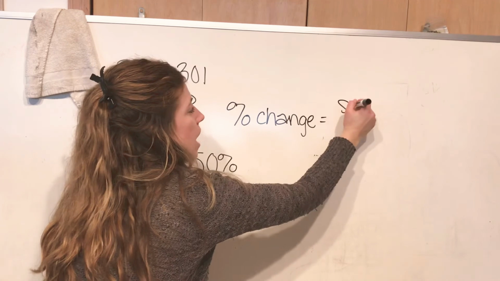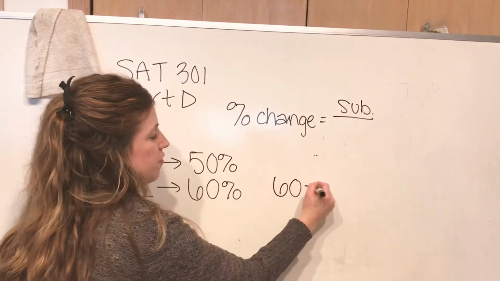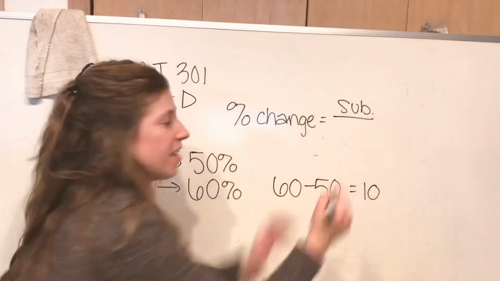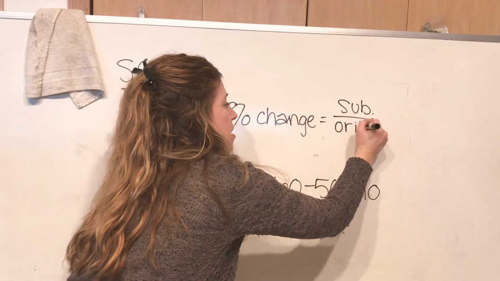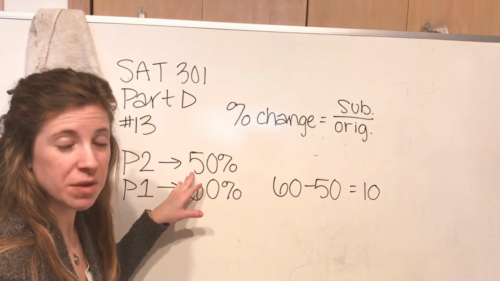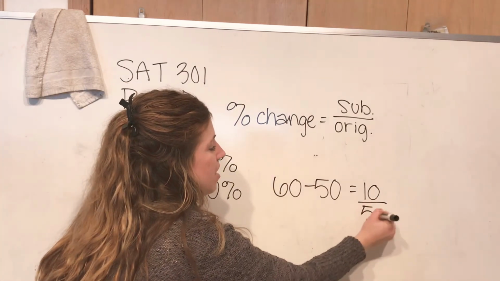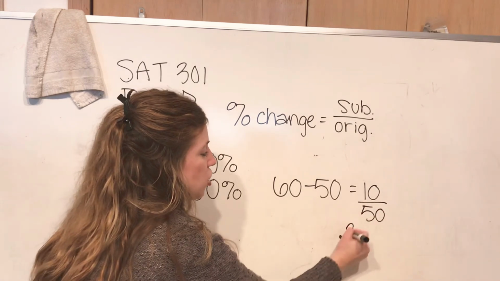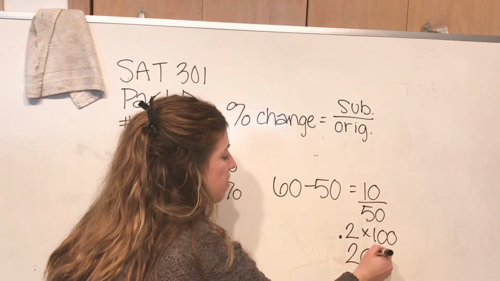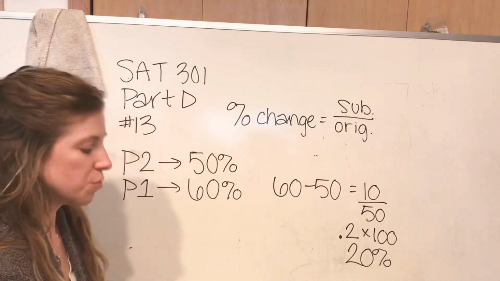To find percent change, we subtract our two values. So for us, we have 60 minus 50, which is 10, and you always divide by our original number. Now in this case, our original number would be participant 2 because I am comparing participant 1 back to participant 2. So if I do 10 divided by 50, I get 0.2, multiply by 100, and that means 20% more questions were answered correctly by participant 1 versus participant 2.